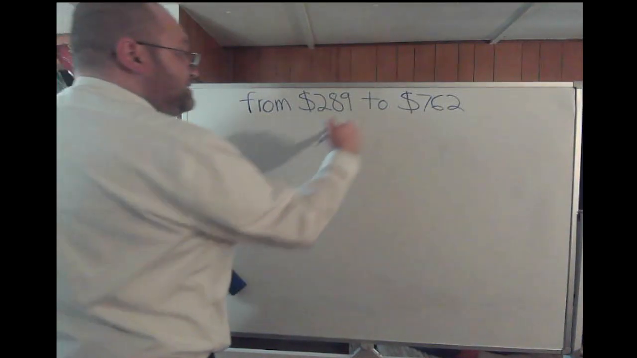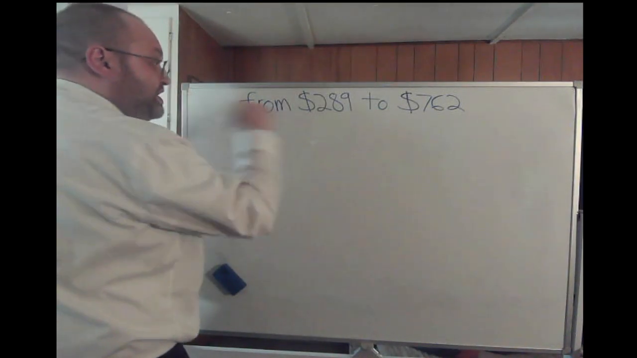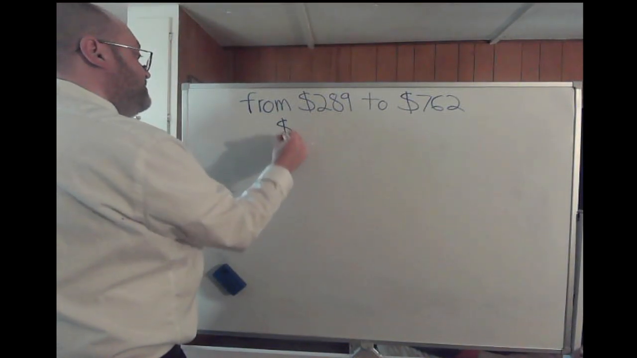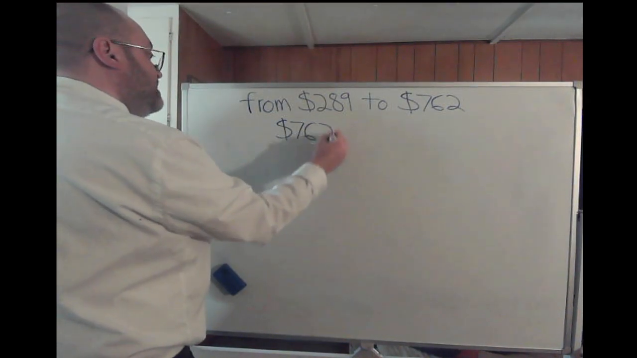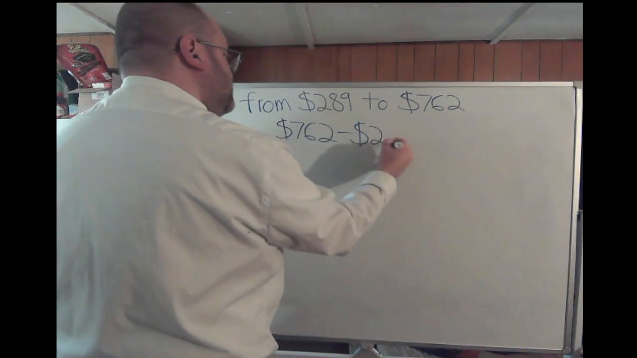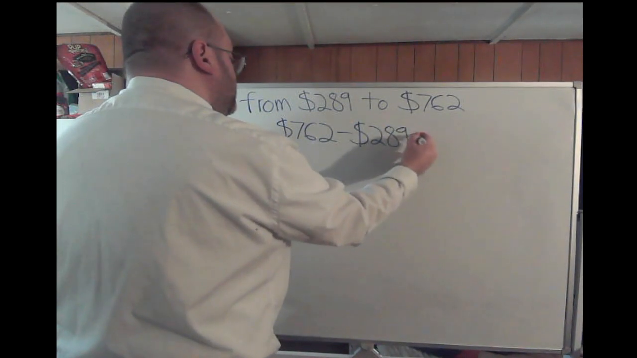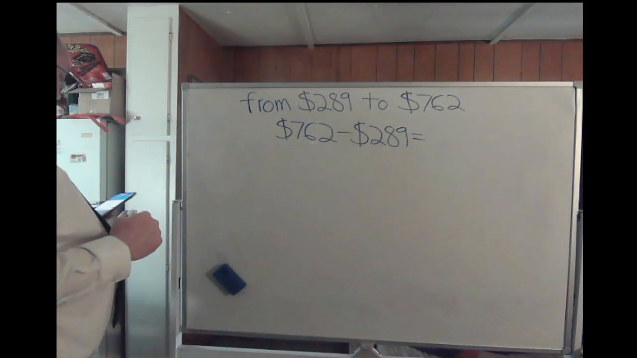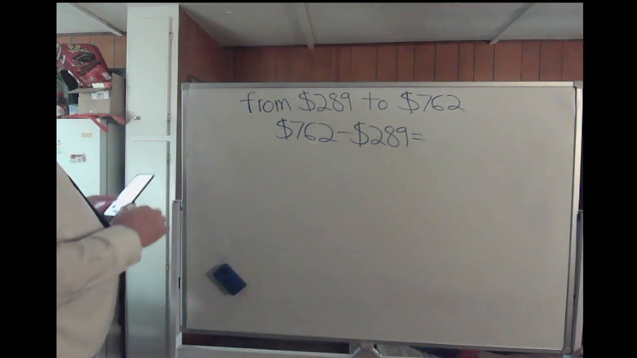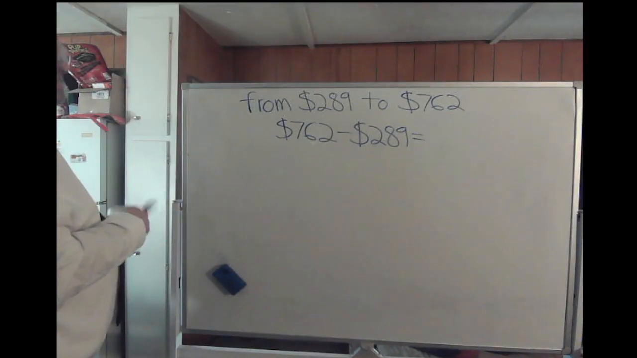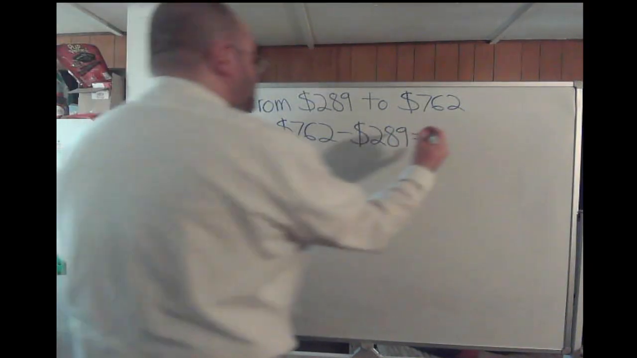So since it's an increase, you take the new number, the second number, what you increased to, which would be the $762, you would subtract the original amount of 289 from that, and then you'll just come up with your answer. You'll come up with the amount of dollars that changed. So let's see, 762 minus 289, that's $473.